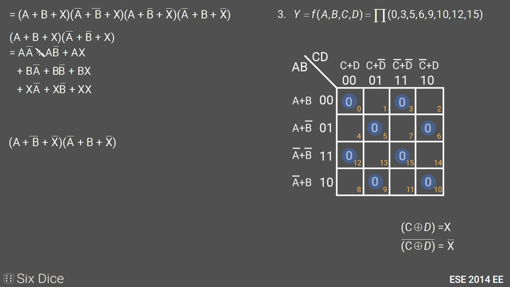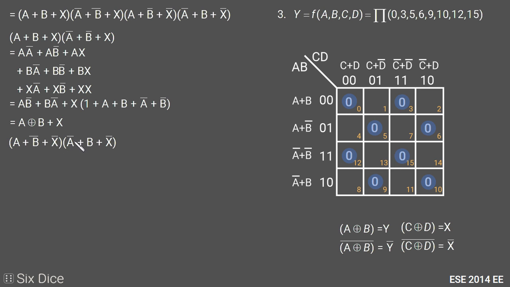So a multiplying a bar will be 0 and b multiplying b bar will be 0 and x multiplying x will be only x, and we take x common from 4 terms here, from this term, this term, this term and this term. So we will end up with a b bar plus b a bar, which is a XOR b, plus x. Now here we will simplify this given equation. Now if we take a XOR b as y, we will end up with y plus x.